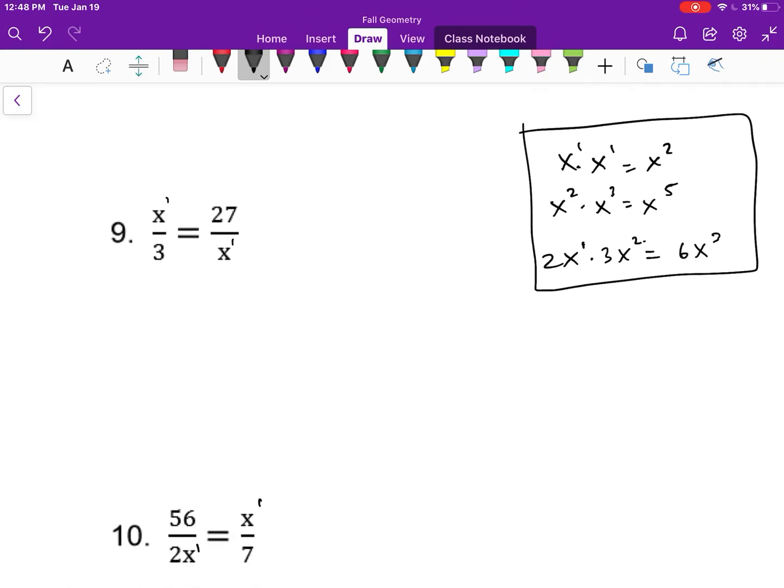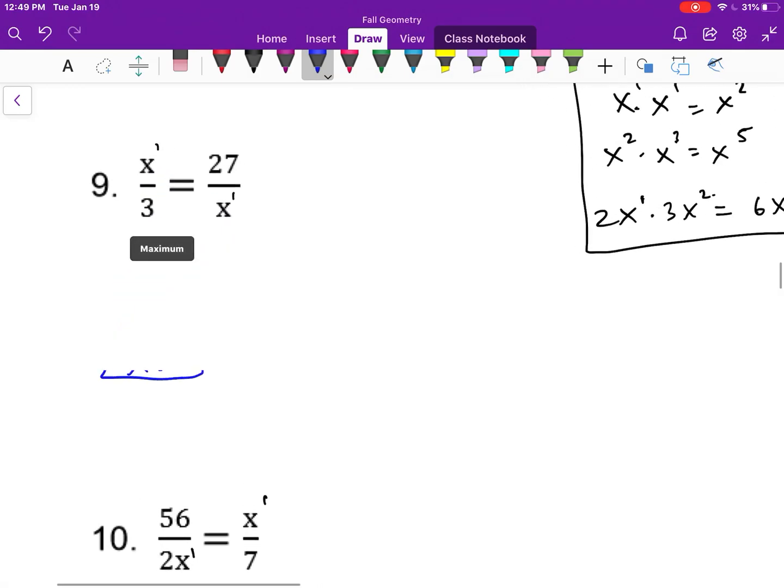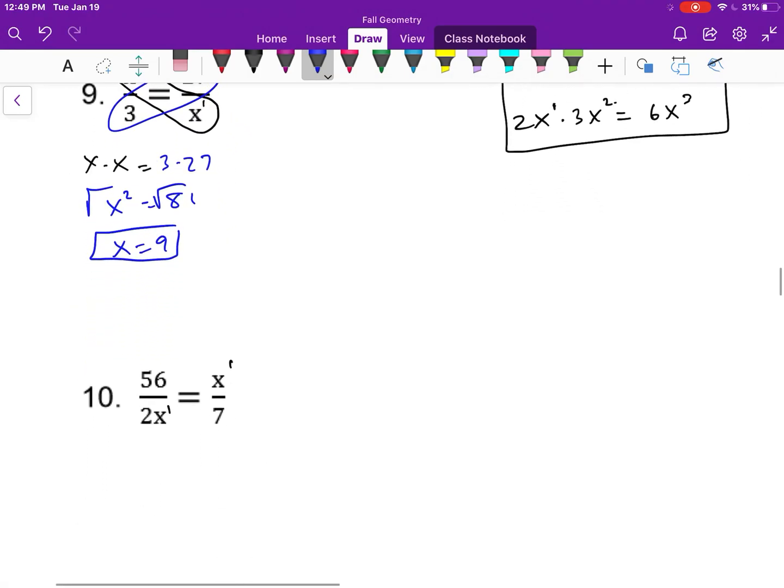So when you're doing these, you're multiplying 1x times 1x, which is going to be this situation. So you have x times x, which is equal to 3 times 27. So 3 times 27 gives you 81, and that gives you x squared. Okay? And then square root it. So x equals 9. So that's what you have on that one. And you can solve that one on your own.